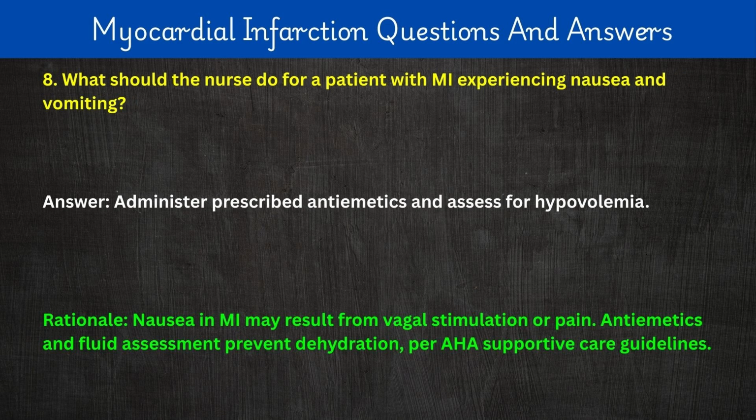8. What should the nurse do for a patient with MI experiencing nausea and vomiting? Answer: administer prescribed antiemetics and assess for hypovolemia. Rationale: nausea in MI may result from vagal stimulation or pain. Antiemetics and fluid assessment prevent dehydration, per AHA supportive care guidelines.